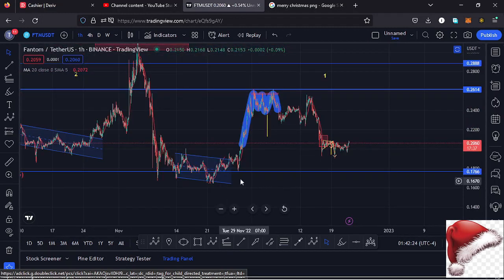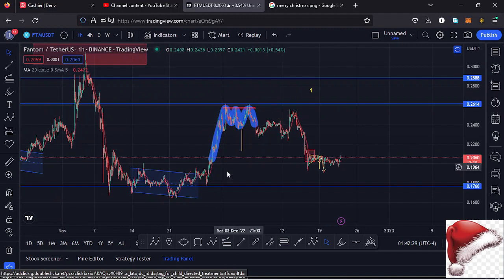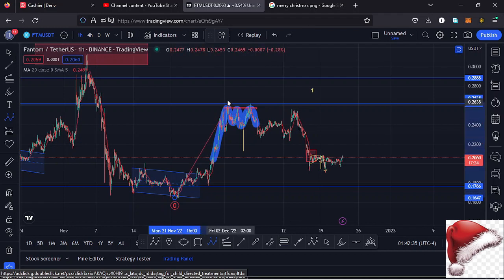Here on the 1 hour chart, you can see that down here, this is where we made our low at around the $0.16 mark, then started a very nice impulsive movement to the upside in the formation of a higher Elliott wave count 1 to the upside. So we can have that as a higher Elliott wave count 1 to the upside.